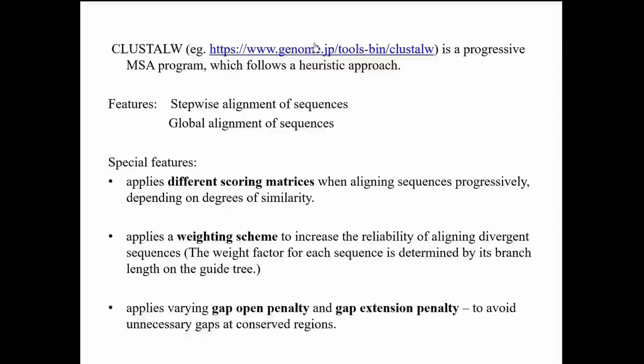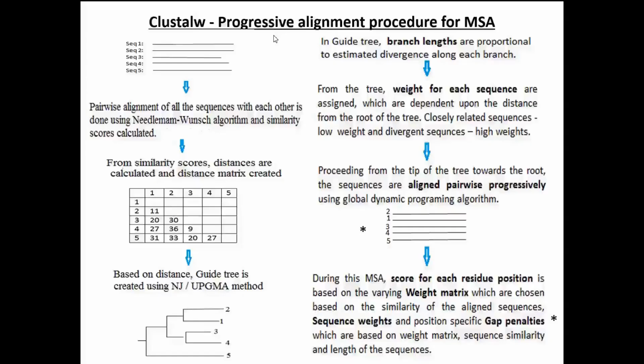The special features of the Clustal W program are that it applies different scoring matrices, it applies different weighting schemes, and there are varying gap opening penalty and gap extension penalty. We will be seeing all this in detail when we see the Clustal W program step by step. Now let's see about the progressive alignment procedure followed in the Clustal W tool.